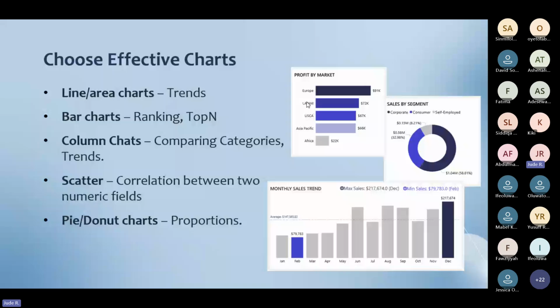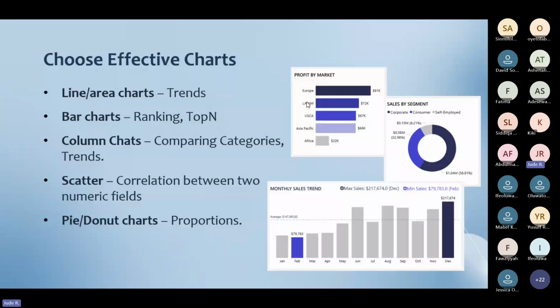Now the bar chart is used to show ranking. Basically you want to know which category or which item has the most sales compared to the rest, and then you rank them like that till the lowest.